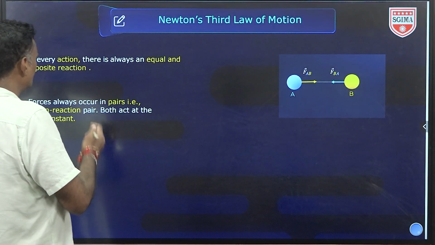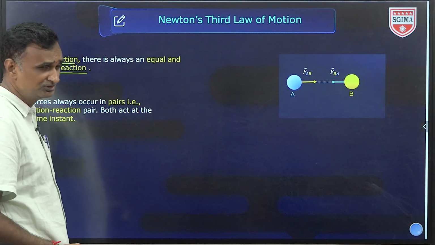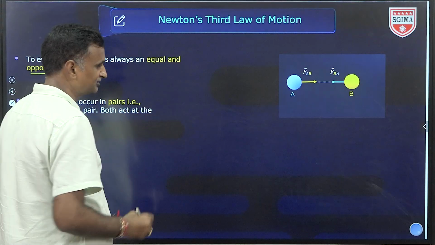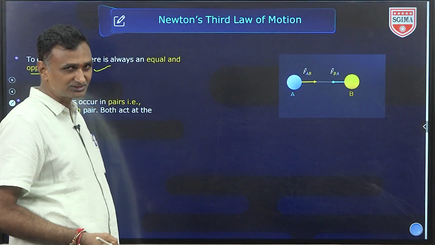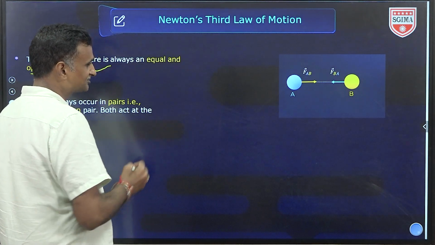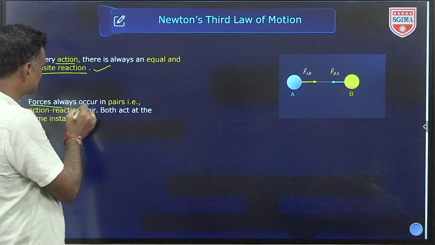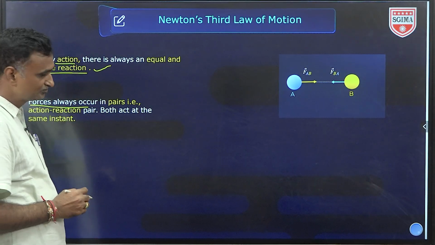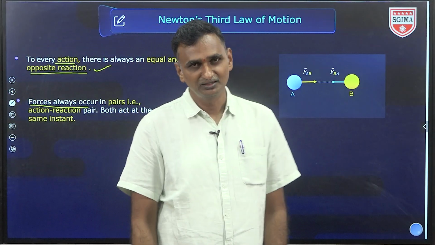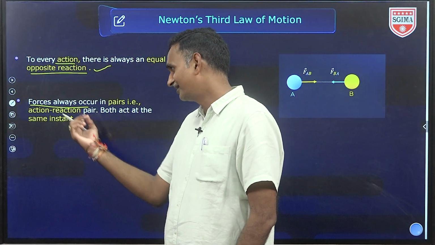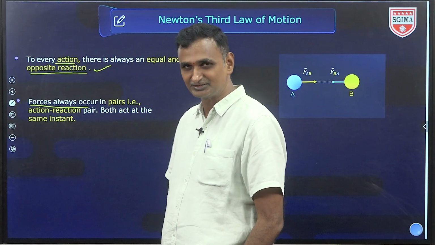To every action, there is an equal and opposite reaction. This is the basic statement of Newton's third law of motion. We can explain this by looking at the next statement: forces always occur in pairs. Whatever the forces involved between two bodies, they always occur in pairs, and those pairs we can call an action-reaction pair.